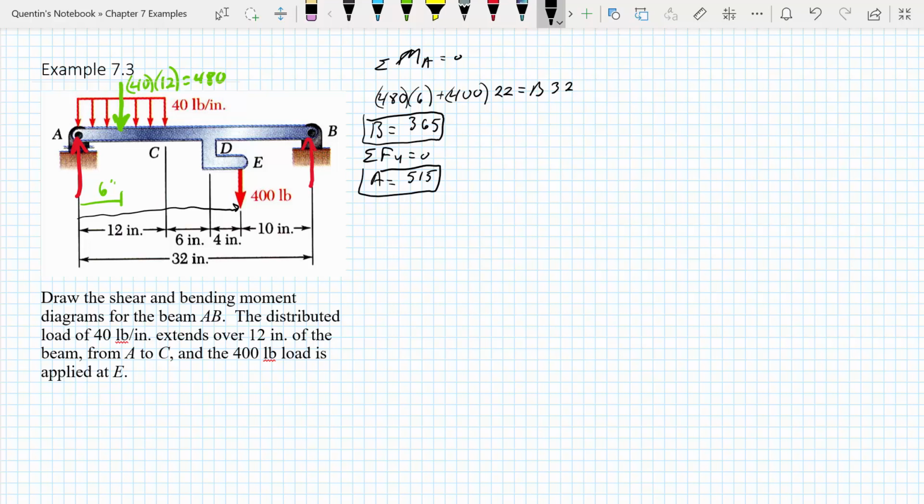Okay, so now I have my two external forces. Let's replace those. I'm going to come in here. So this is equal to 365, and this is 515. Okay, so now let's start talking about this problem.